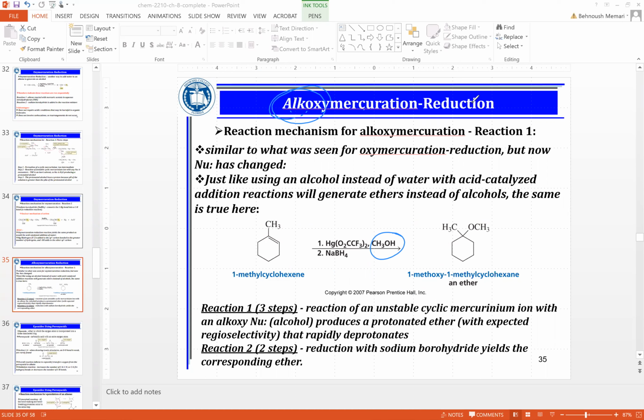So in alkoxymercuration demercuration, just like oxymercuration demercuration, your addition is Markovnikov addition. But with this set, you're adding alcohol, basically adding CH3OH. Basically you add H and you add CH3O. H will add to one carbon and OCH3 will add to the other carbon. The product is going to be an ether. So you're adding an ether, just like adding alcohol.